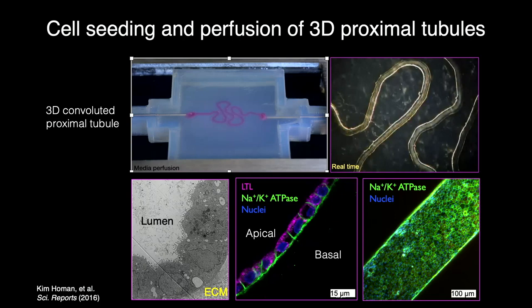Those then form a confluent epithelium on the walls of the channel. If we take a cut through the channel and look at that, we see these cells in this cuboidal state, and they have these microvilli, and essentially they look just like the types of cells that you would find in your proximal tubule in the native kidney.